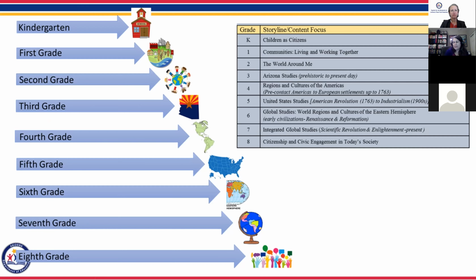And then we have the storylines or the content focus. And you guys know your Arizona studies now. Before that, 2nd grade did the world and me, communities was 1st grade, and children as citizens was kindergarten. And then after 3rd grade in the progression, we moved from Arizona to the region and cultures of the Americas, pre-contact to European settlement. In 5th grade, we pick up with the effects of that European settlement, looking at the revolutionary period through industrialism. 6th grade goes to global studies, looking at world regions and cultures.